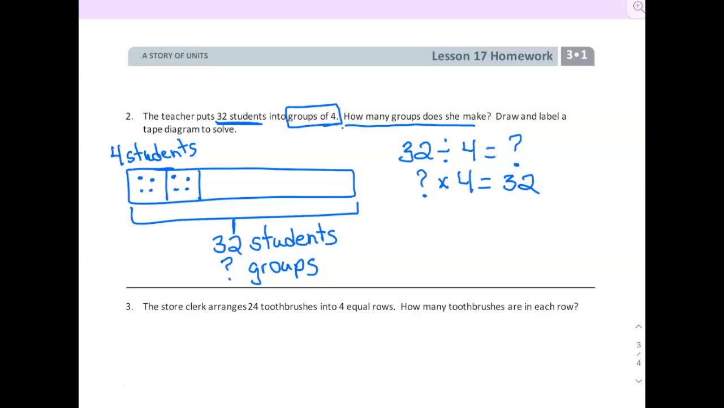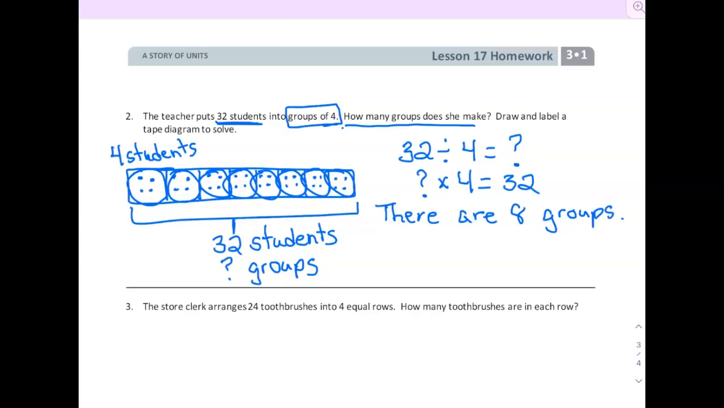4, 8, 12, 16, 20, 24, 28, 32. I just happened to make my tape diagram long enough this time. So now we can count how many groups we have. 1, 2, 3, 4, 5, 6, 7, 8 groups. So our sentence that we're going to write, there are 8 groups.